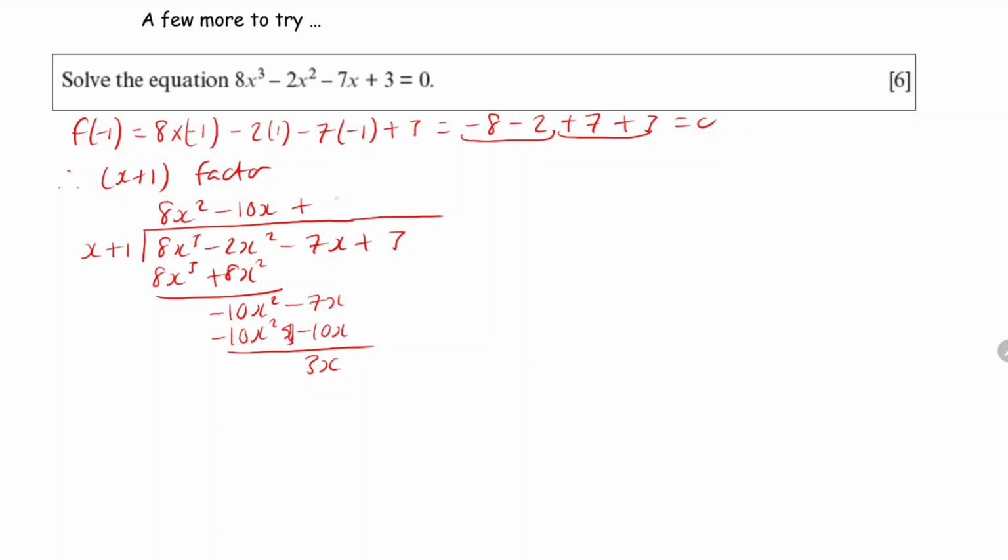x goes into 3x 3 times. Times the 3 by the x, which gives us 3x. Times the 3 by the plus 1, which gives us plus 3. Lower this 3 down and subtract, we end up with 0. So our quadratic was 8x squared minus 10x plus 3.